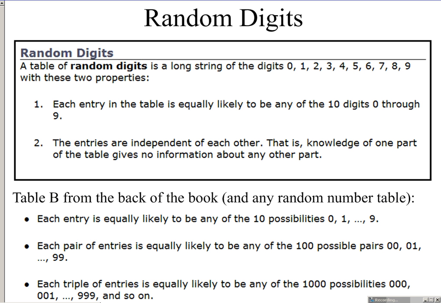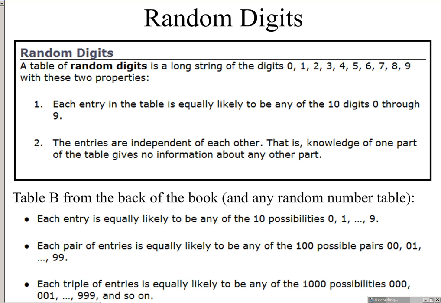Random digits. A table of random digits is a long string of digits 0 through 9 with these two properties. Each entry in the table is equally likely to be any of the 10 digits 0 through 9. So when I look at a single entry, it's random as far as what number 0 through 9 we see. The entries are independent of each other. That is, knowledge of one part of the table gives no information about the other part.